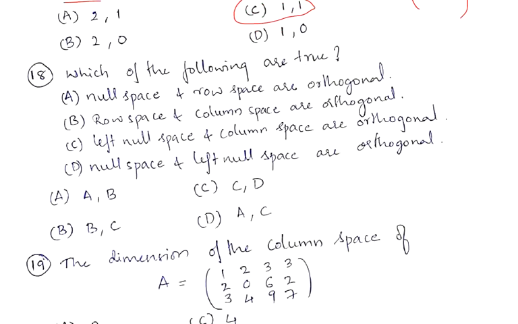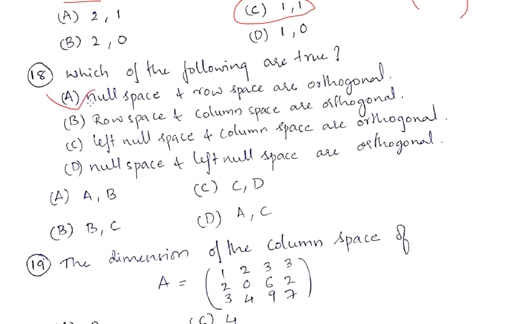Coming to 18th question. Which of the following are true? Null space and row space are orthogonal. Row space and column space are orthogonal. Left null space and column space are orthogonal. Null space and left null space are orthogonal. These are nothing but the 4 fundamental subspaces. If you remember, these 4 can be mapped with themselves. Means row space can be mapped to column space and null space can be mapped to left null space. So the properties of these 4 fundamental subspaces: these 2 are correct answers.